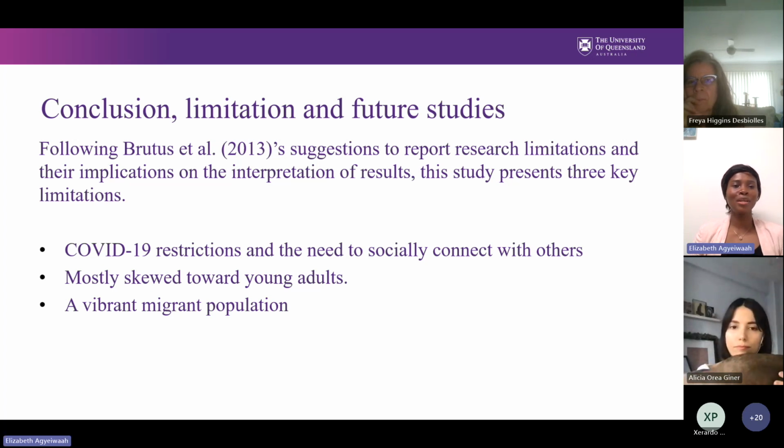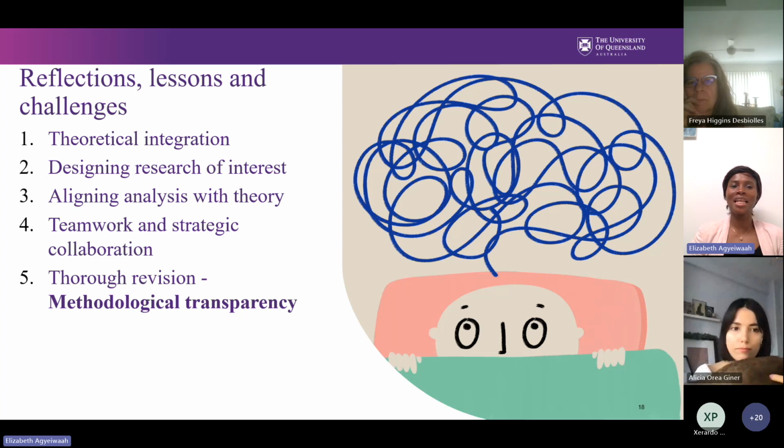And then the last one was some reflections and lessons and some challenges. To remember, I did mention that there are a lot of things that happen underneath what we see.